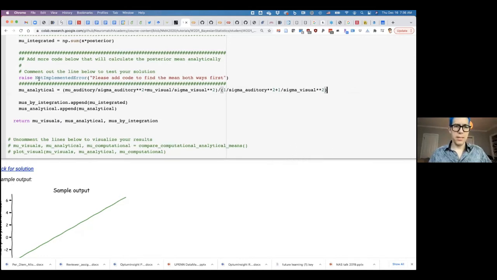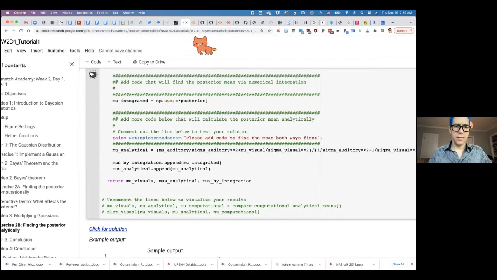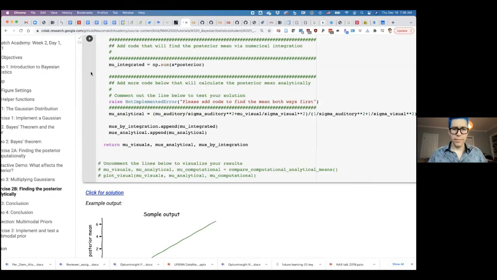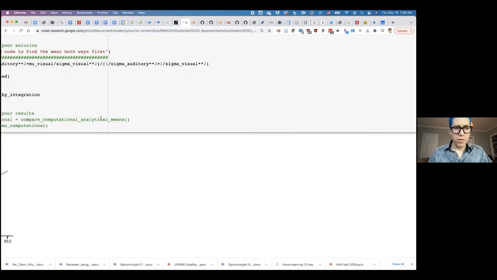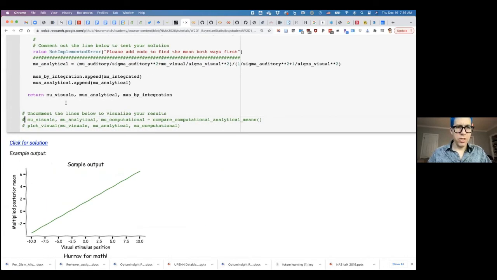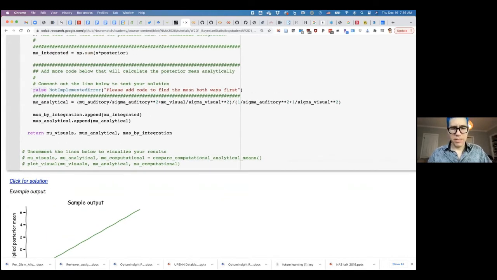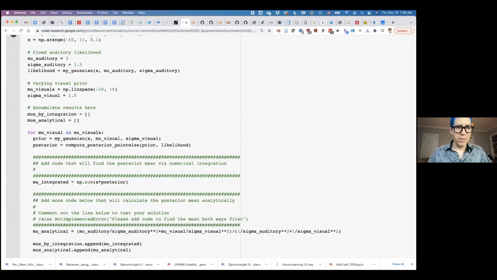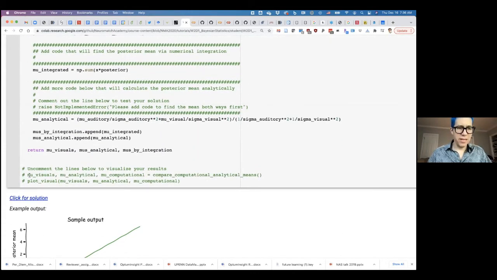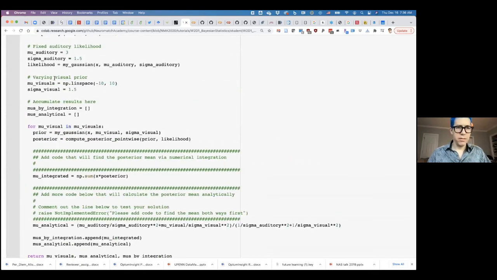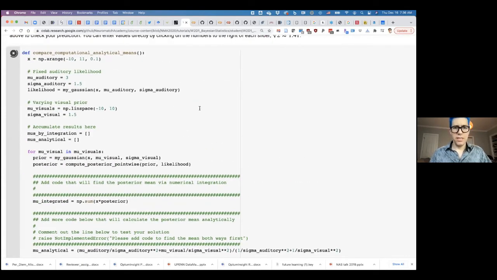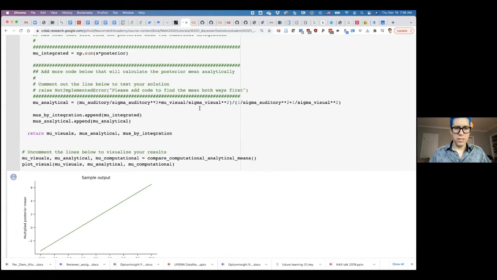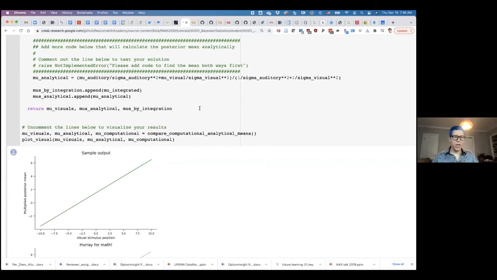Let's run this. Oh, and of course, as always, I forget to uncomment the various important lines. Here, the not implemented error goes away, and then I need to uncomment these lines. Visual. Let's run this. Yoo-hoo! Works. Okay, what do we have here?